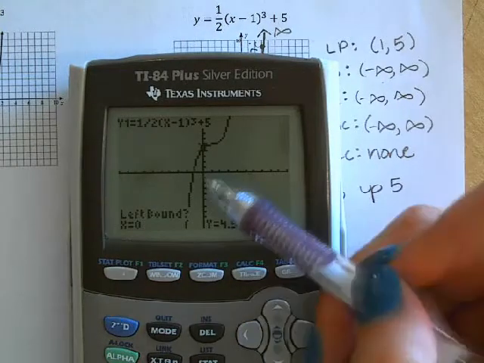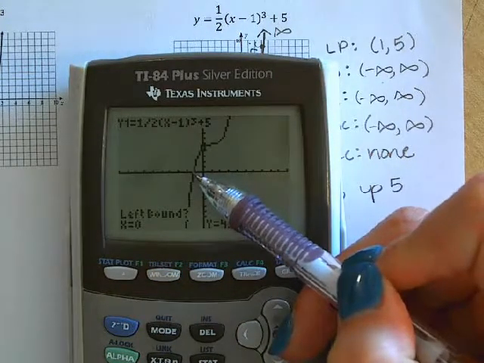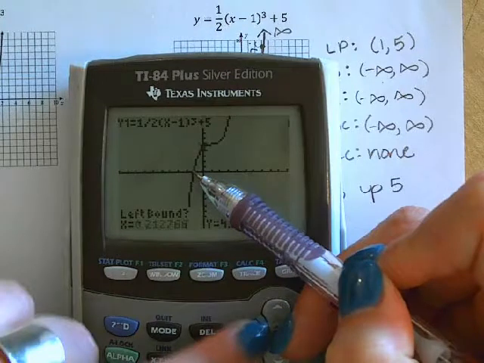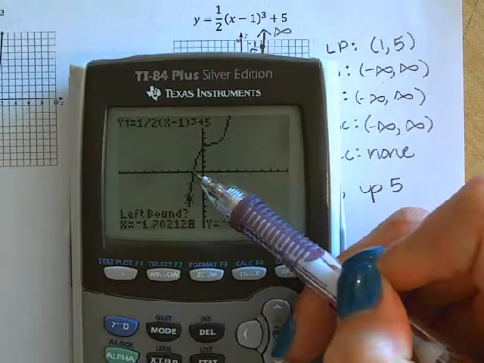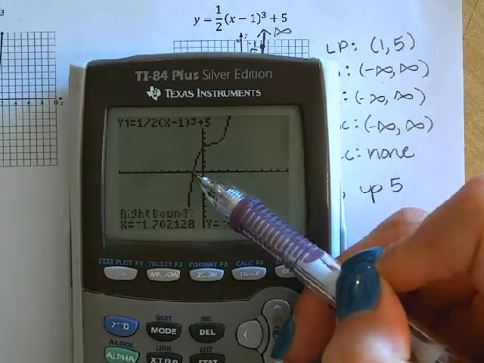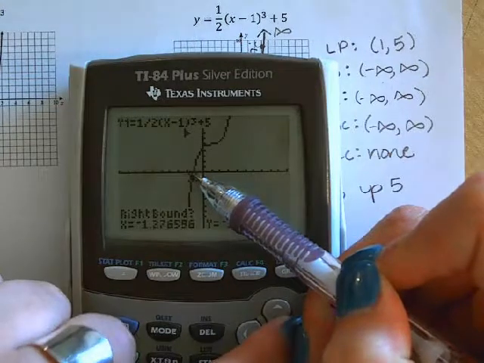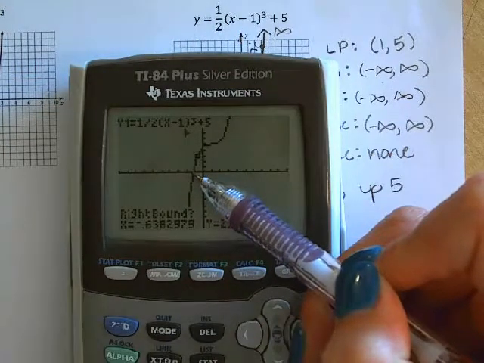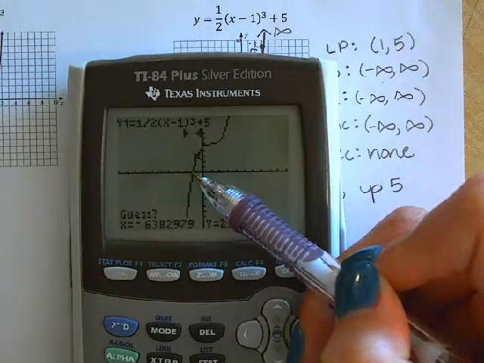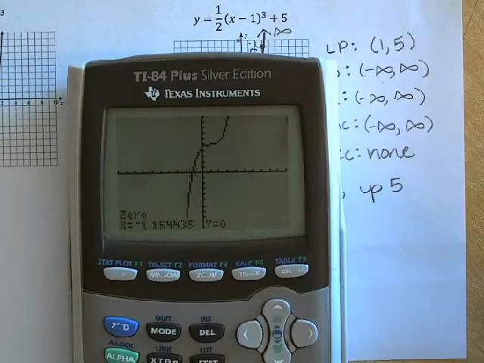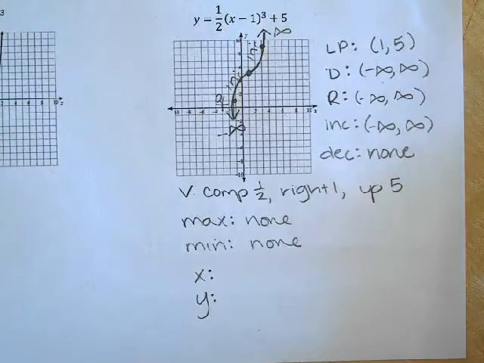Yeah, so the x-intercept is right here. I need to bring the cursor to the left of that. So my cursor's on the left, I press enter, and then I go to the right. My cursor's on the right, I press enter. The guess is always stupid, so I always press enter one more time. Negative 1.154.